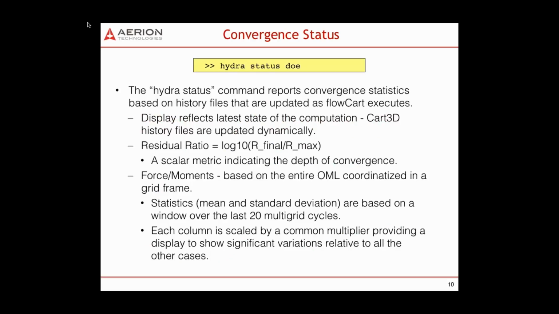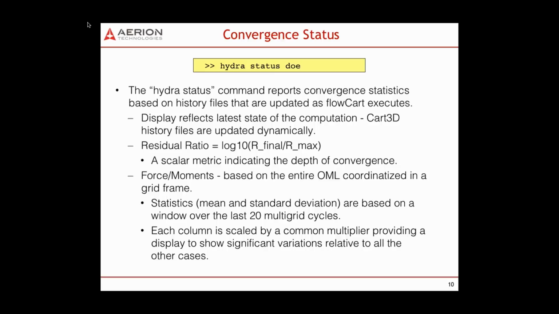So obviously one wants to assess the status of the runs as they're executing, and so we've put together this status command, and we worked a little bit on this command so that you get very simplistic figures of merit that you can quickly and easily look at to assess the overall quality of the database. The two that are used are this residual ratio, which is basically the log of the final residual to the maximum residual. The more negative the number is, the deeper your convergence.